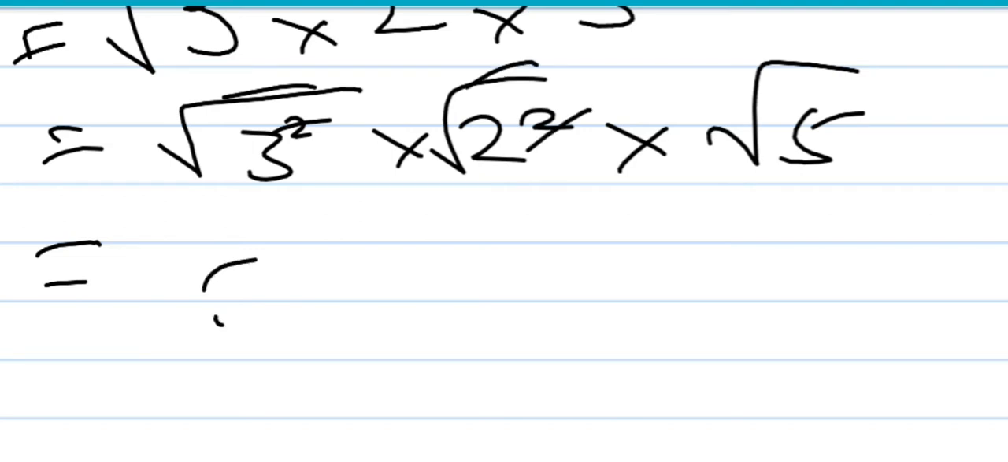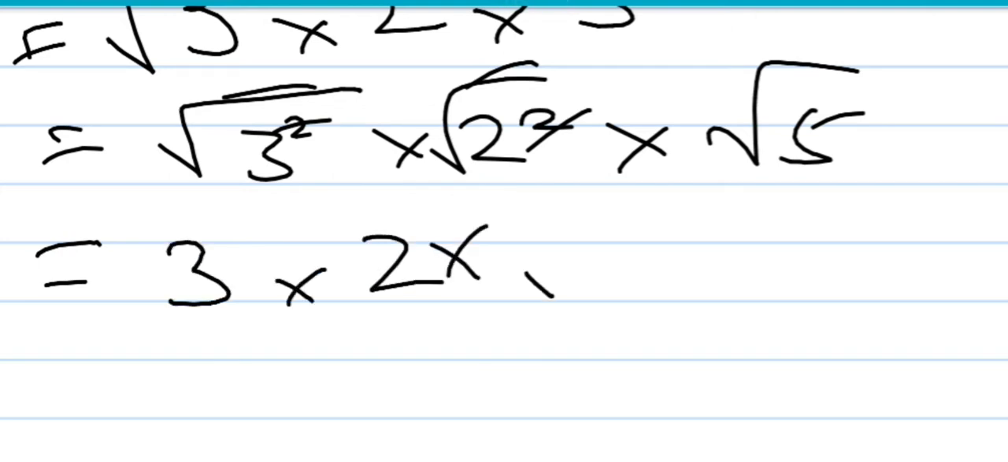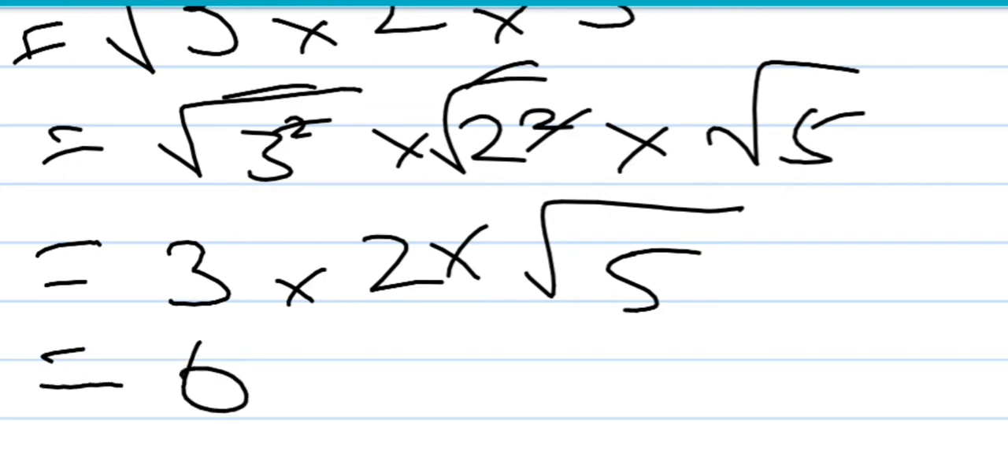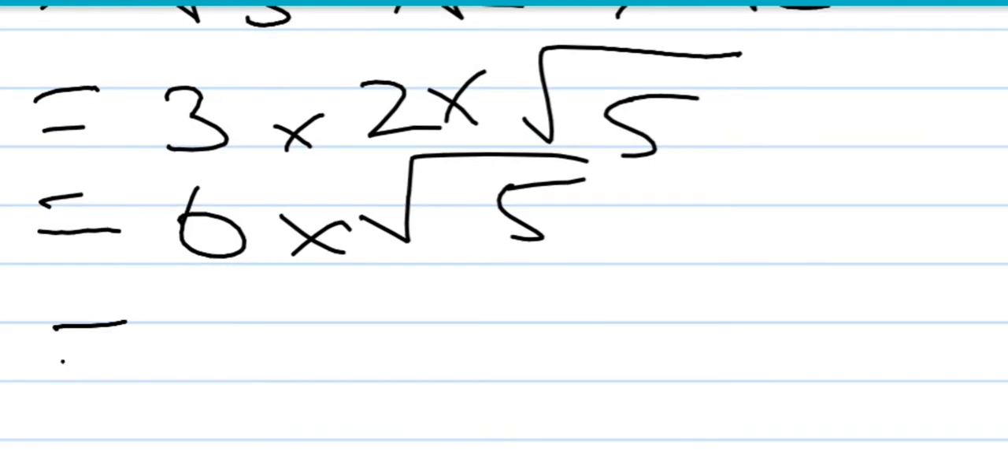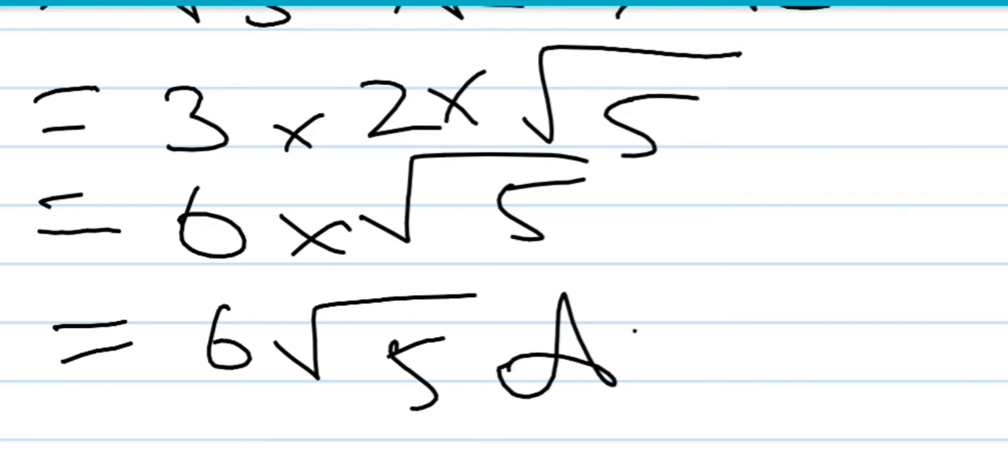3 multiply 2 multiply under root 5 will remain. 3 2s is 6, so 6 multiply under root 5, and it is the answer. It was very simple, not very difficult. You can do it, it is a very simple question.